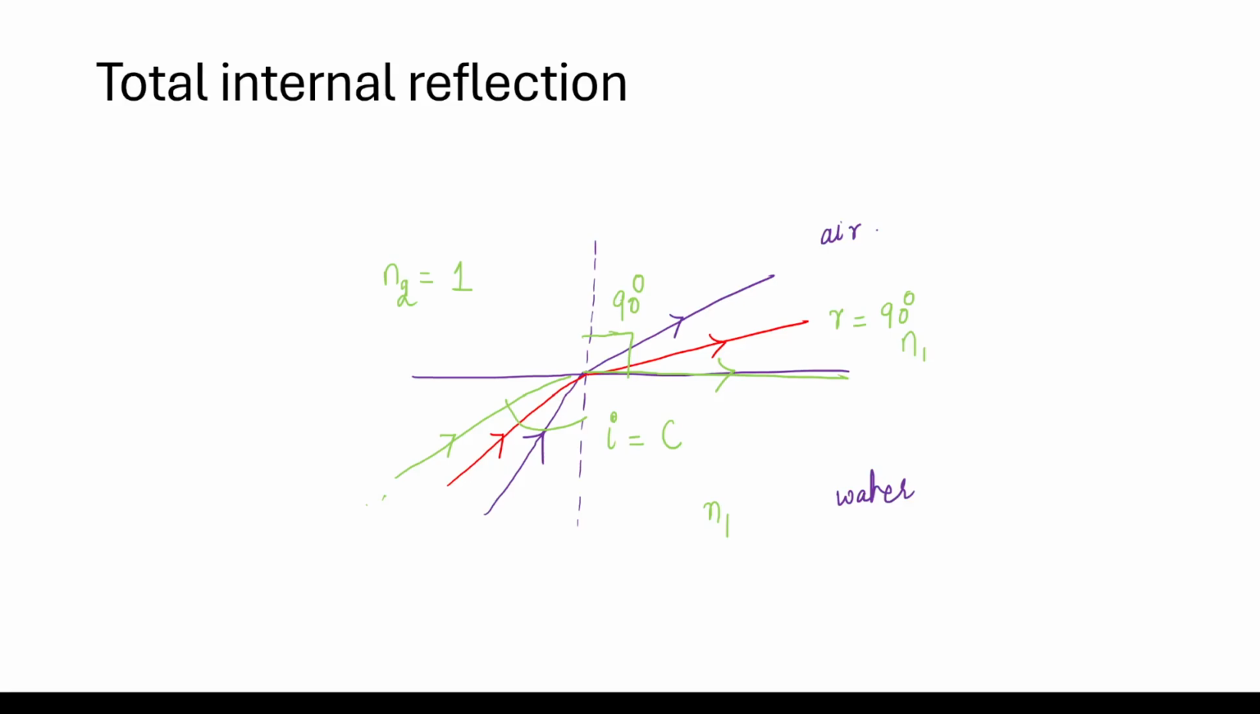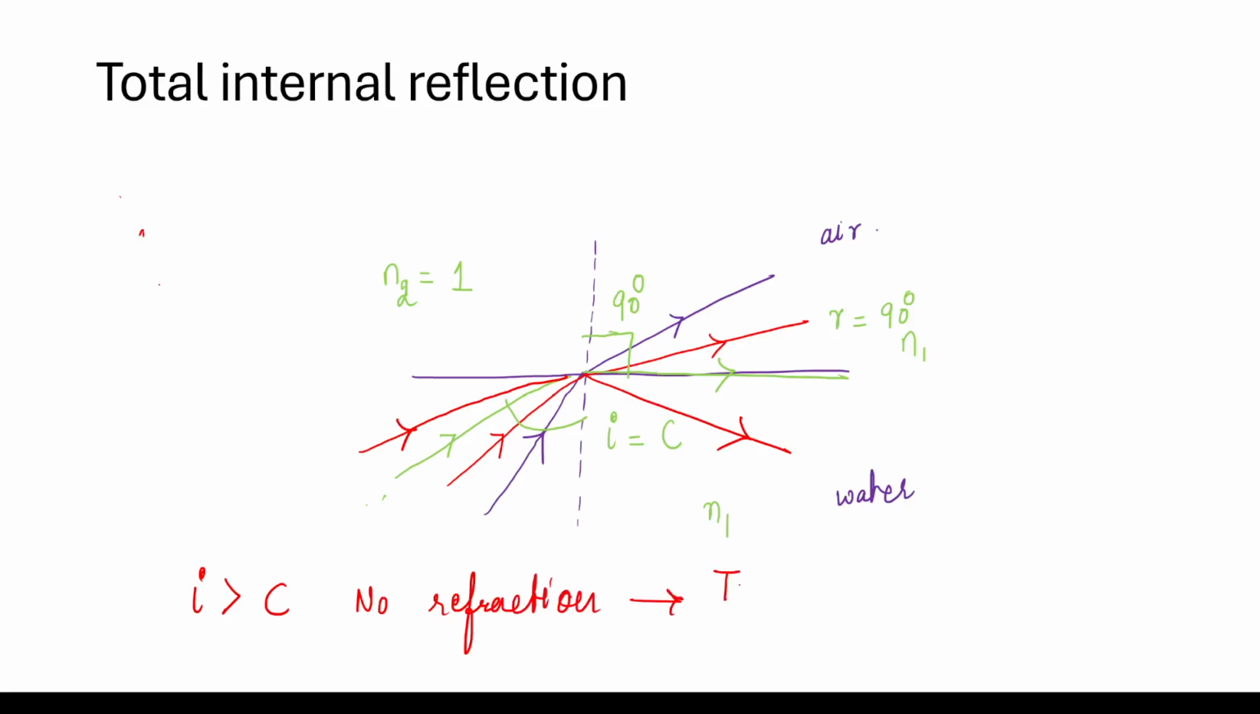Okay, so now if I increase the angle beyond critical angle, so I'm now taking I as a higher angle than critical angle. For this red incident light, my angle is greater than critical angle, so the light would come back into that same medium. So if I is greater than C, no refraction. All the light comes back into the same medium. And that is called total internal reflection.